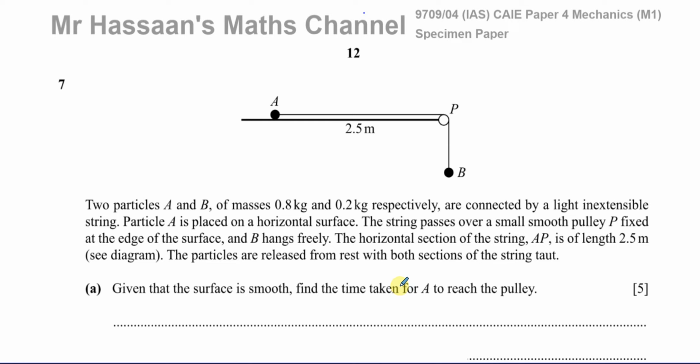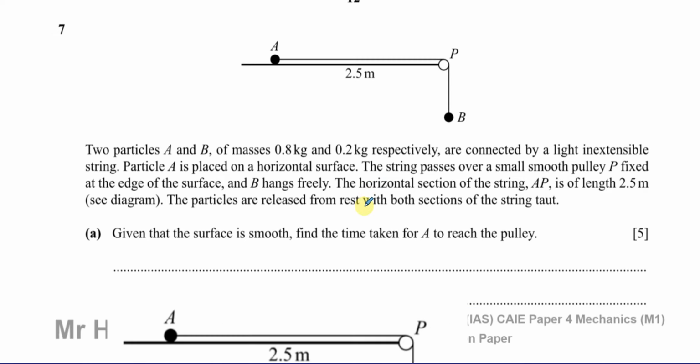And the question here tells us about these two particles A and B, mass is 0.8 kilograms and 0.2 kilograms, which are connected by a light inextensible string. Particle A is placed on a horizontal surface. The string passes over a small smooth pulley P fixed at the edge of the surface, and B hangs freely. The horizontal section of the string AP is of length 2.5 meters, and the particles are released from rest with both sections of the string taut. Given that the surface is smooth, find the time taken for A to reach the pulley.